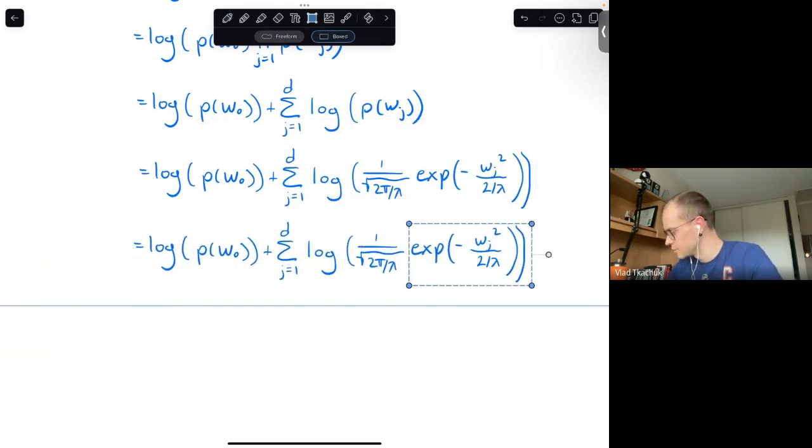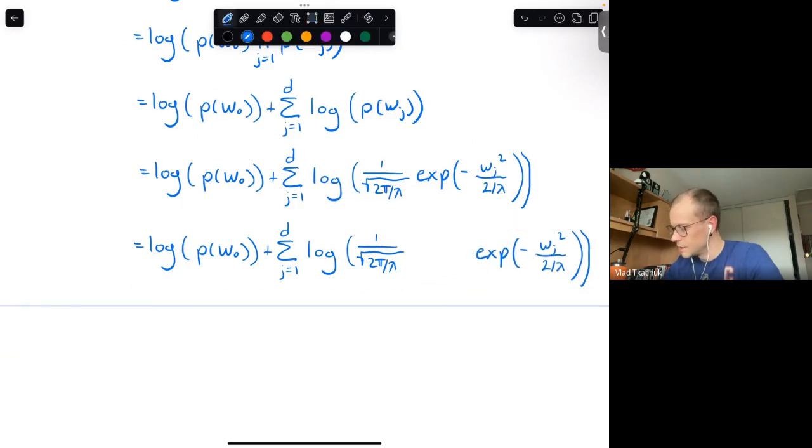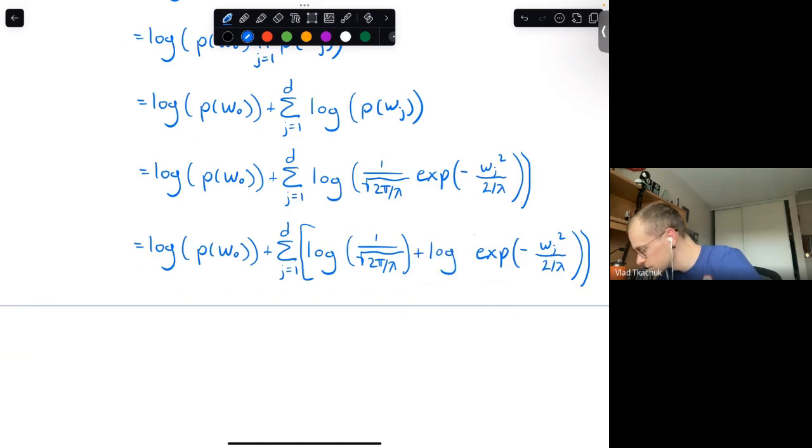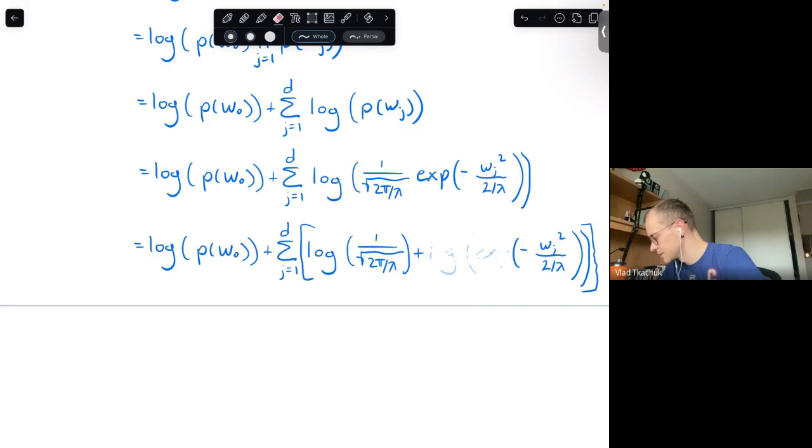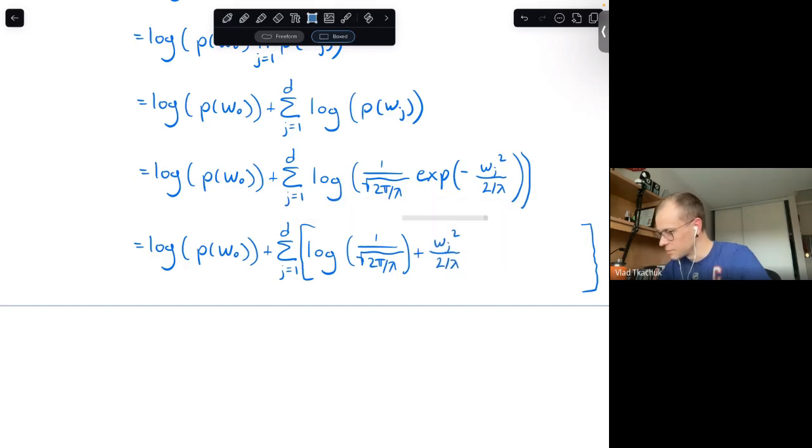I take this, move it out here, and write this as the sum of logs. Great. And I am almost done at this point. I'm going to do one more step within here, which is remove this log and this exponential thing. And this, right, we've seen this before. And this becomes a minus.